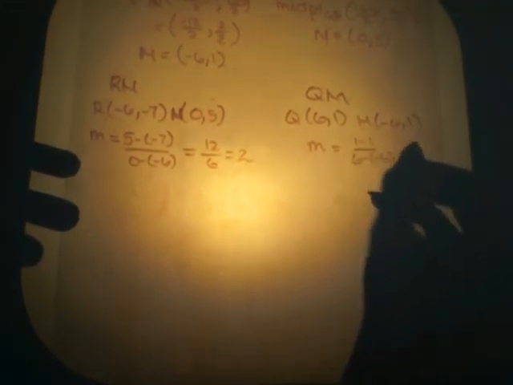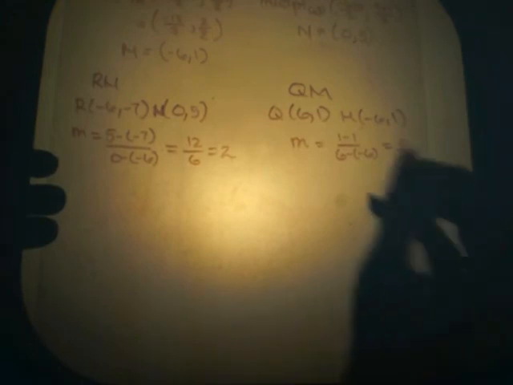And I'll go and find the slope of QM also. Okay, subtract the y's, 1 minus 1, subtract the x's, 6 minus -6, this will be 0 over 12. Okay, and that reduces to 0. So now I have both slopes. The slope of RN is 2, and the slope of QM is 0.